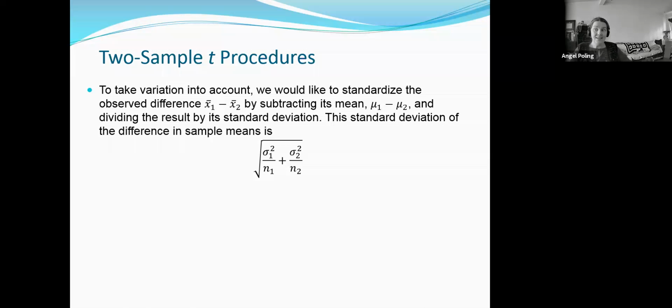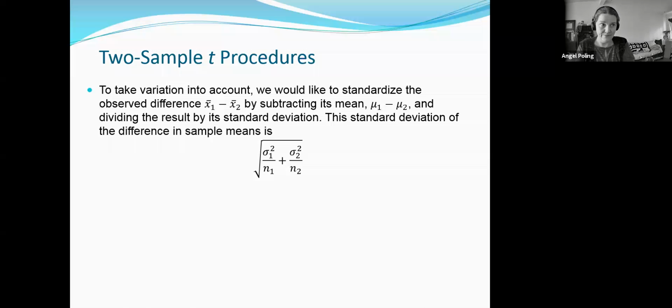And now, right, we're talking about the difference between the difference of the means and the difference of the population means. So the numerator, or I don't refer to numerators yet, but the difference of the sample means subtract the difference of the population means, right?